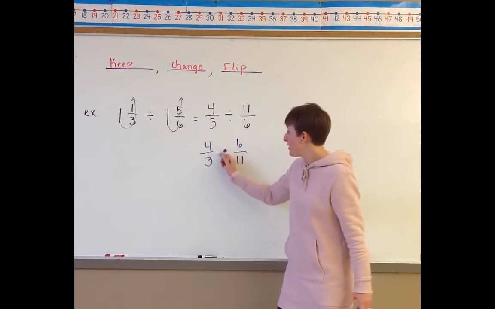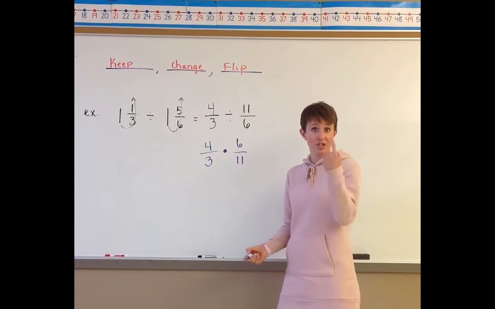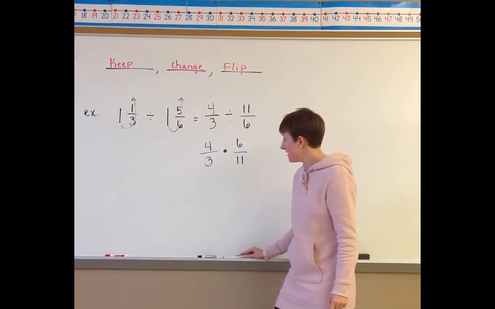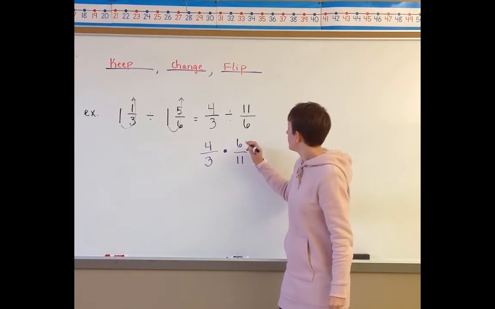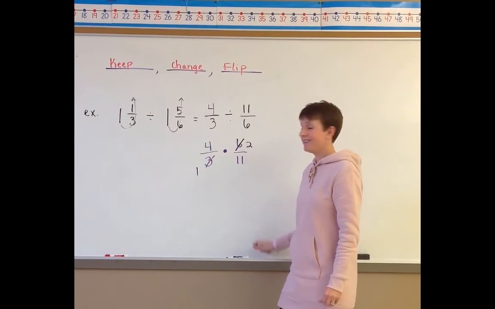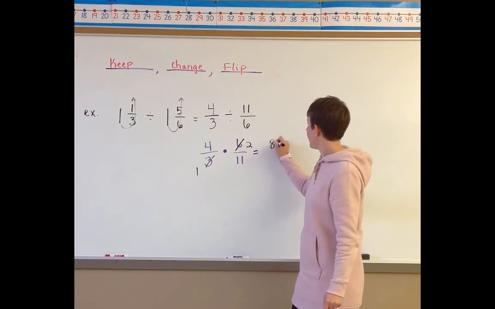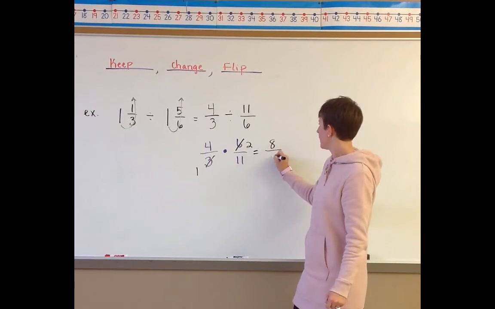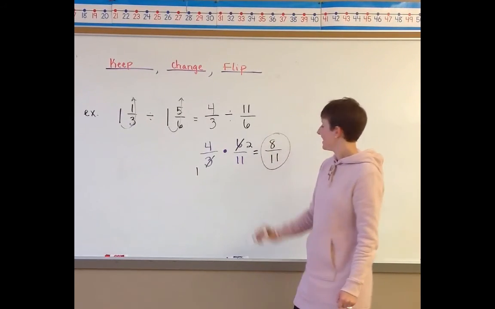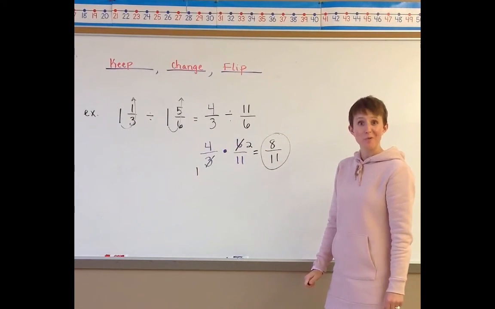Can we simplify? 4 and 3, the only factor they share is 1. 6 and 11, the only factor they share is 1. 6 and 3, they share a factor. It is 3. 6 divided by 3 is 2. 3 divided by 3 is 1. 4 and 11, they don't share a factor outside of 1. So then we have 8. 1 times 11 is 11. 8/11. That is the quotient for 1 1/3 divided by 1 5/6.